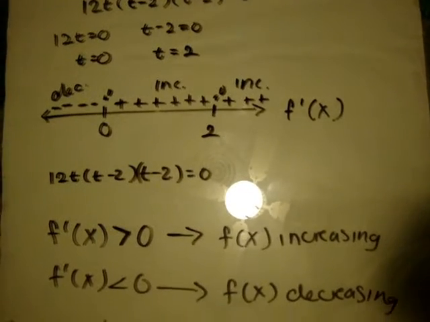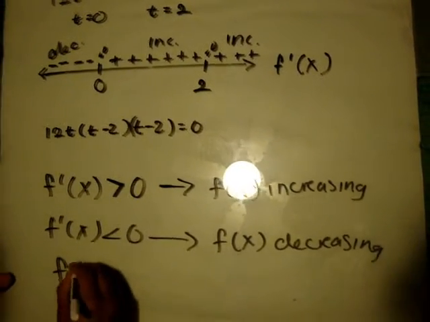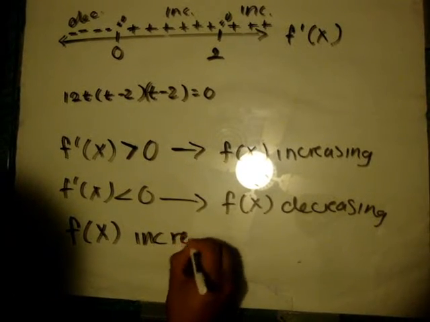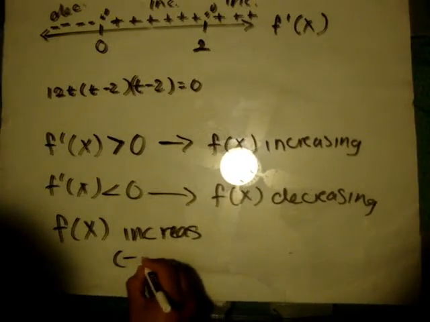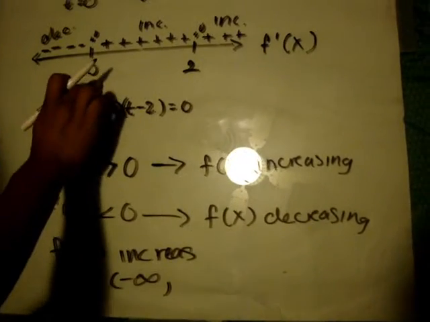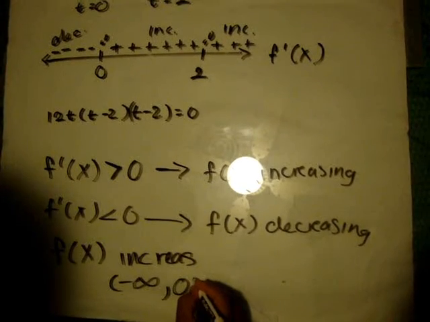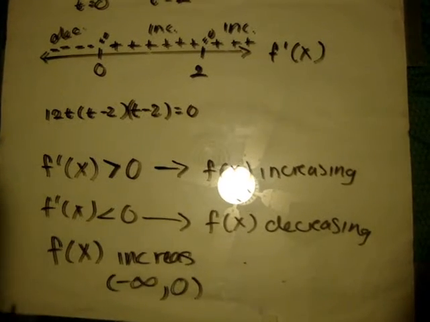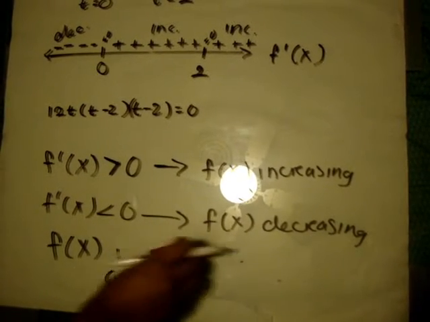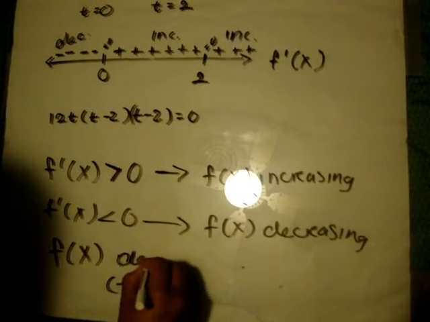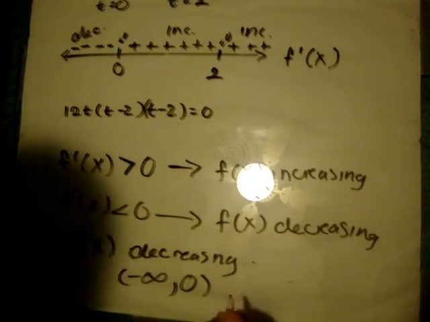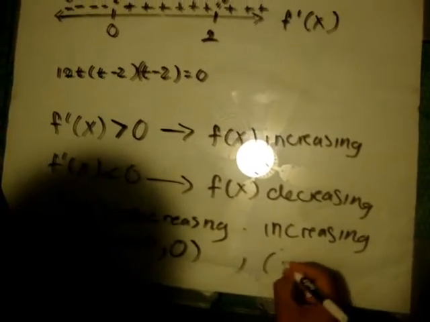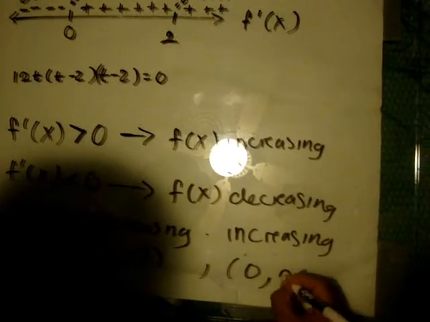So now what you know about f of x is that f of x is, I'm sorry, it's decreasing from negative infinity to 0, and it's increasing from 0 to positive infinity.